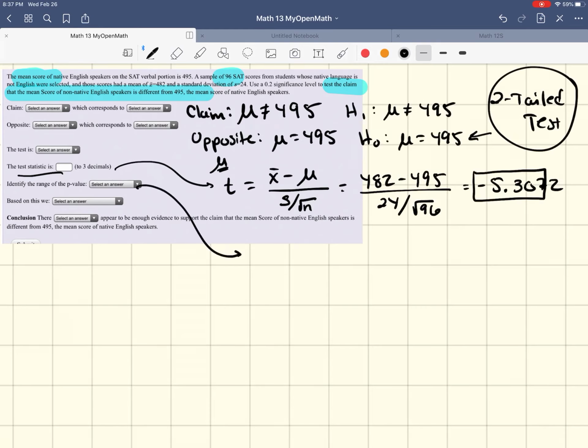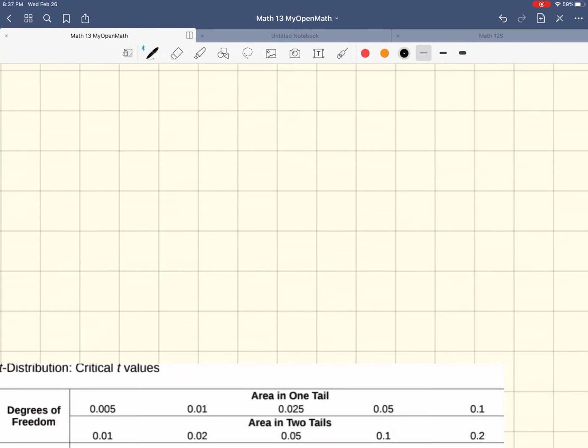Okay, now we have to find the p-value. Now, the p-value is difficult to find sometimes for the student t distribution because if you're using technology, you're in good shape. You can use spreadsheets, you can use your TI-84 and figure out what the p-value is. If you're not using those things, it can be kind of challenging.